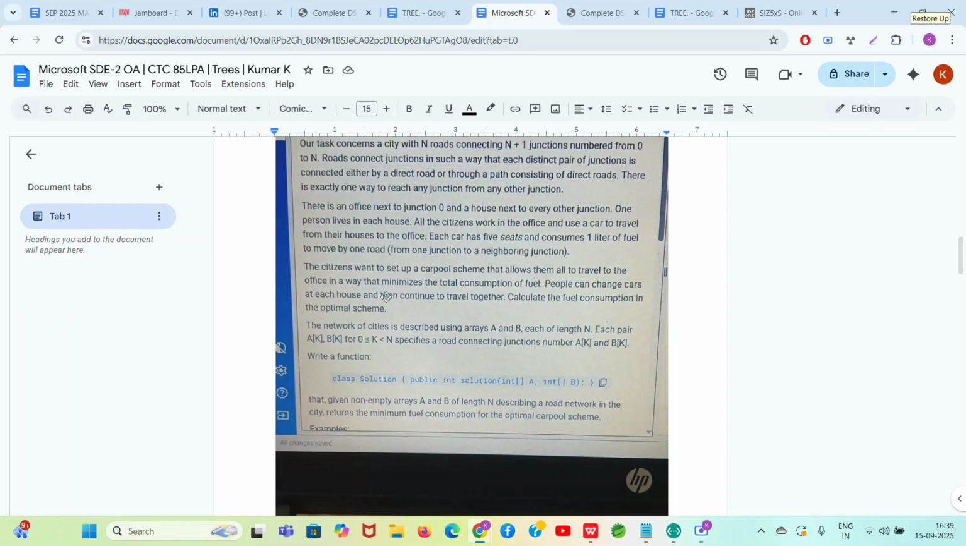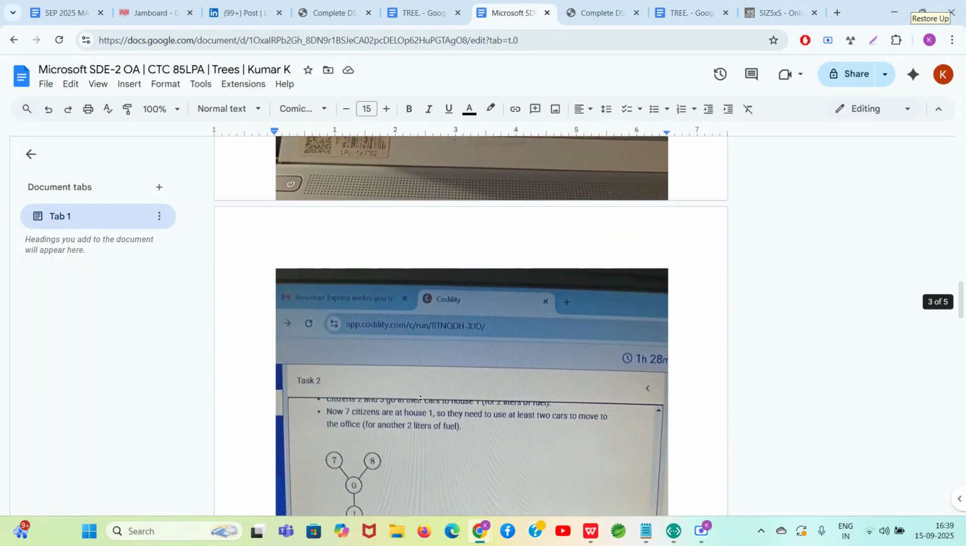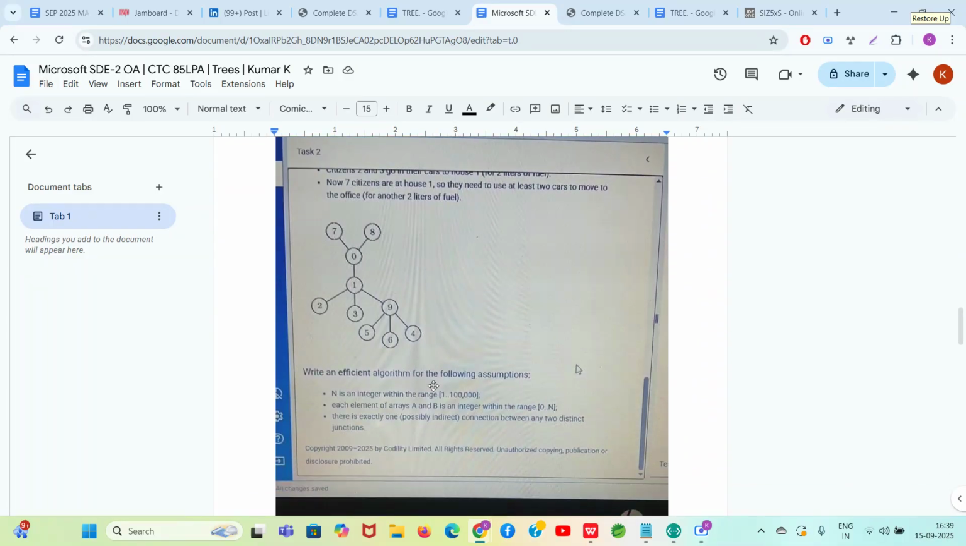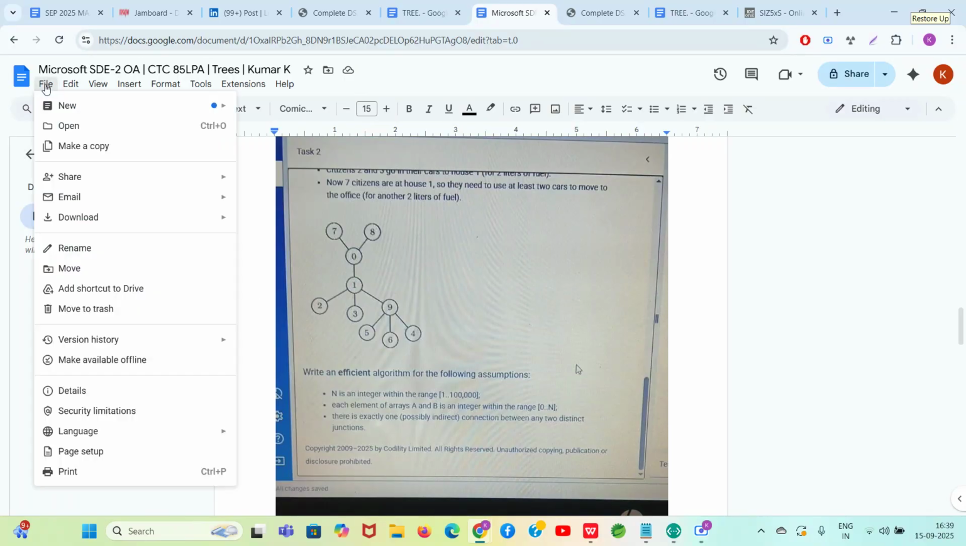People can change cars at each house and then continue to travel together; calculate the fuel consumption. See how difficult it is. Do you think if you just do one, two liner DSA problems, you are going to solve this? No, you need special focus and attention. Let me even make this document bigger for you.